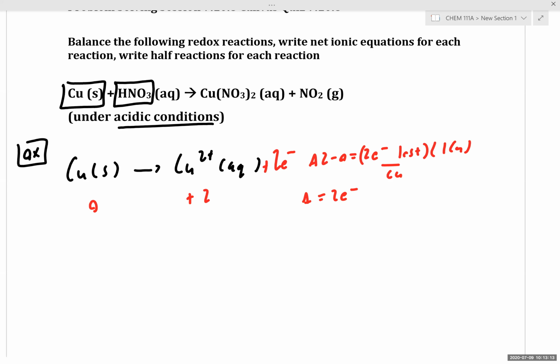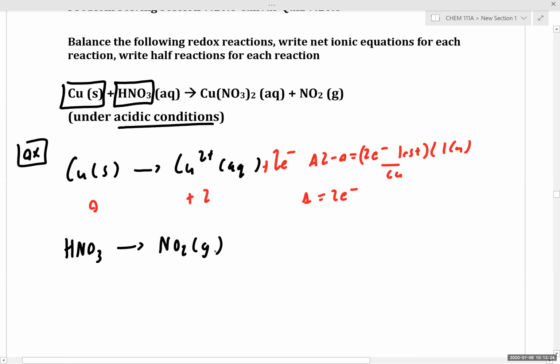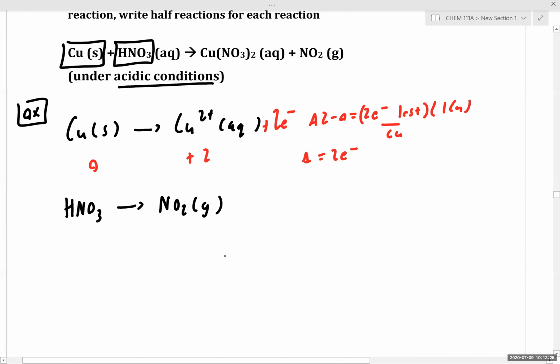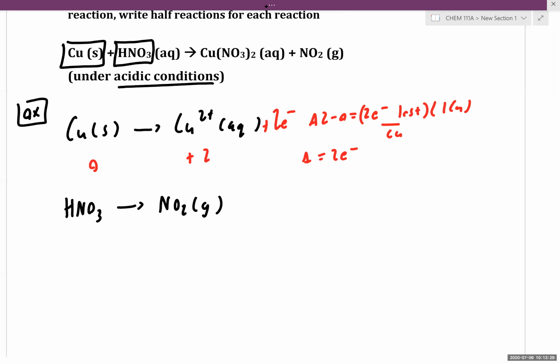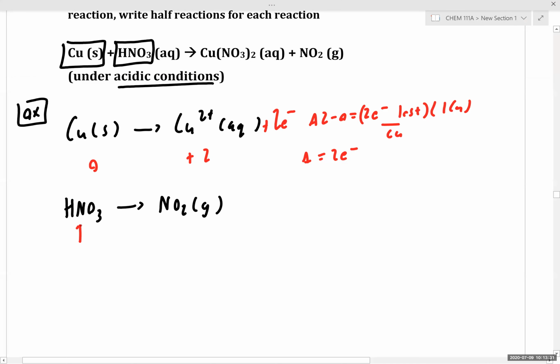Okay, so let's discuss this example. So looking at nitric acid, HNO3, leading to NO2 gas. My question to all of you is, what is the oxidation number of nitrogen in nitric acid? What is the oxidation number of nitrogen in nitric acid? +5, yep. Okay, what is the oxidation number of nitrogen in nitrogen dioxide?